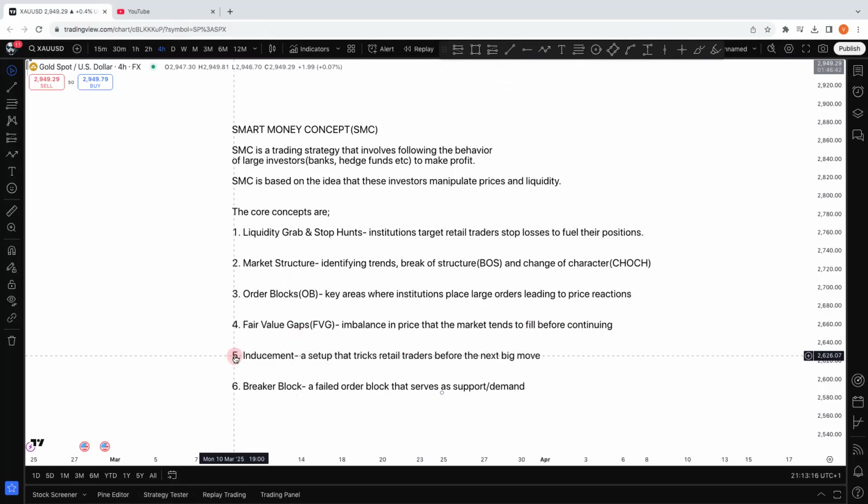Now, the fifth thing here is inducement. Inducement simply means trap. It is a setup that tricks retail traders before the next move. They want to take you out first, get you to take a wrong position so they can use you as liquidity before they eventually pick up their position.